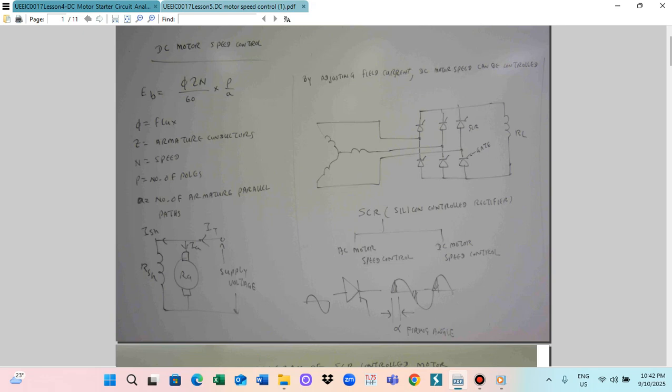In this case, φ is the flux, Z is the number of armature conductors, N is the speed, P is the number of poles, and A is the number of armature parallel paths.